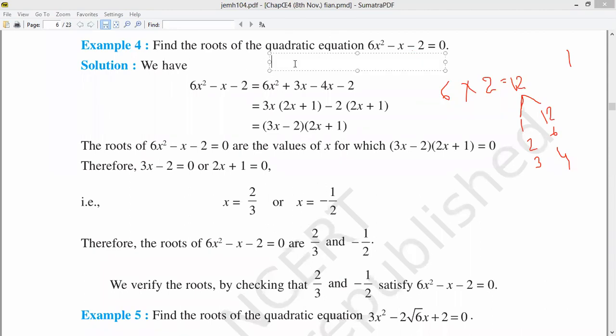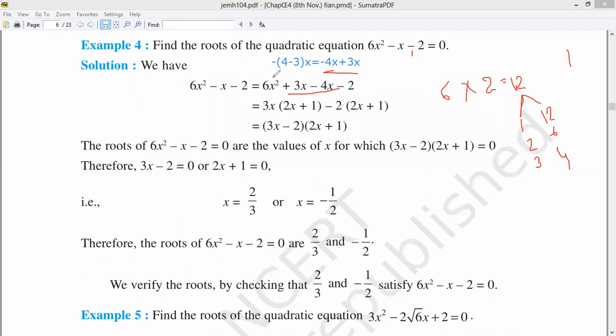So we can write this as 4 minus 3 into x, which is minus 4x, and minus minus is plus 3x. So here the minus x we can write as 3x minus 4x. So the equation 6x square minus x minus 2 becomes 6x square plus 3x minus 4x minus 2.